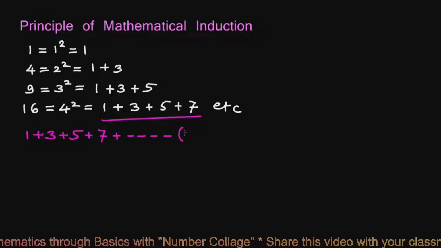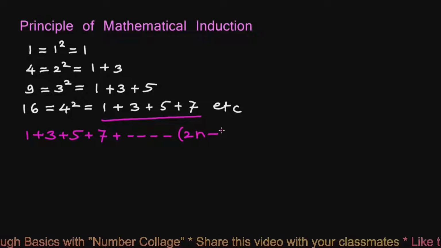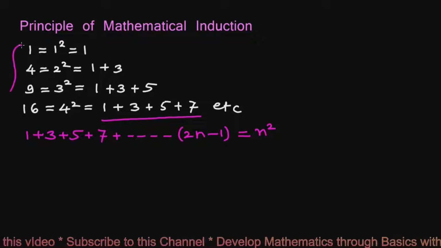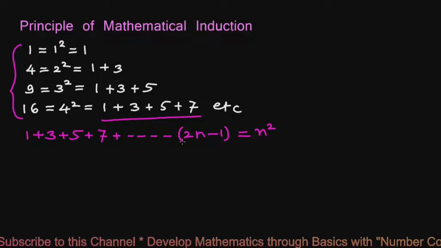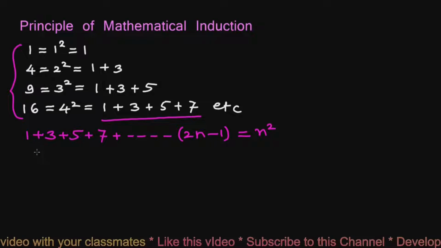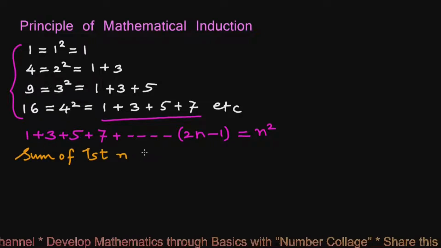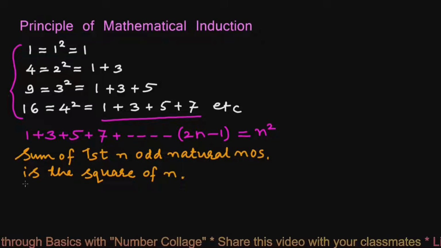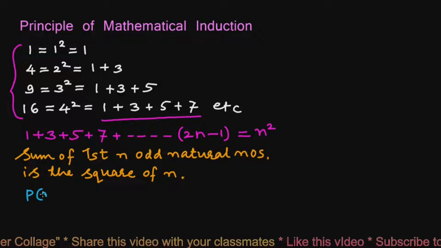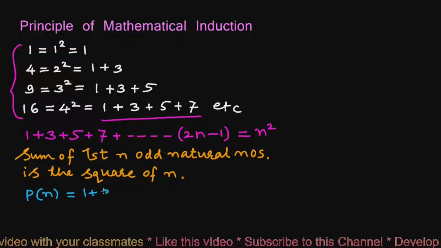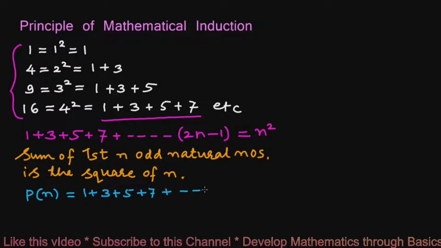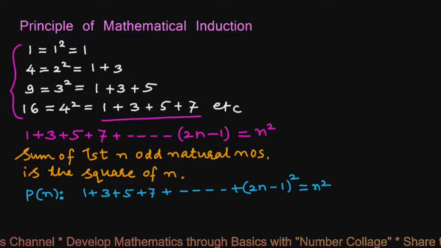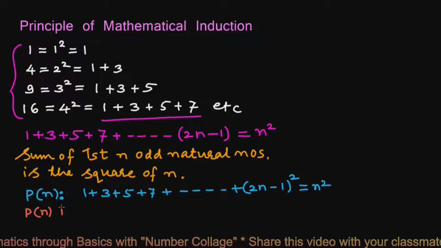The nth term of the odd numbers will be 2n minus 1, and that sum will be the square of n, which is nothing but these squares of successive natural numbers. Here we get a statement that the sum of the first n odd natural numbers is the square of n. So we write the rule or the foundation statement as Pn equals 1 plus 3 plus 5 plus 7 plus so and so forth plus (2n minus 1) equals n square. Now we wish to prove the statement Pn is true for all n.